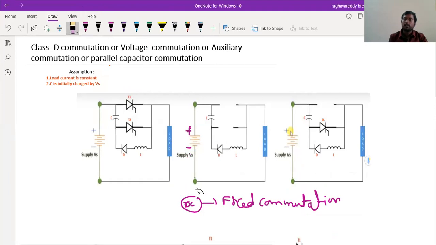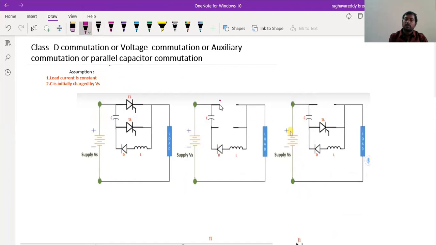Let me clean this one. A DC supply is connected, and at the initial position there is T1. This T1 is turned off, and the auxiliary thyristor TA is also turned off. These two are off initially.